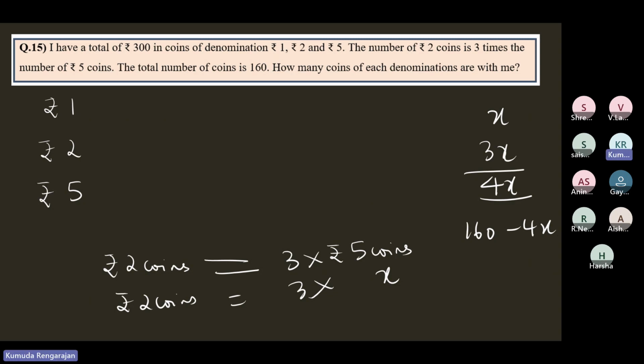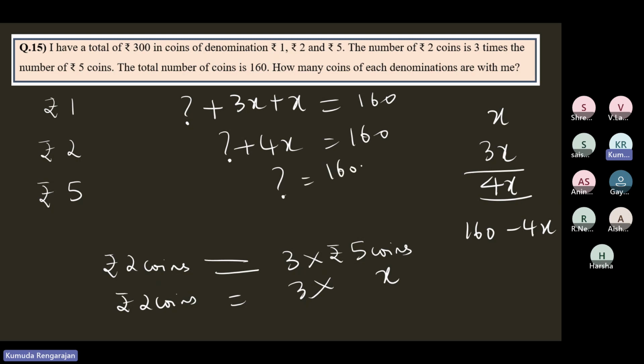Because totally how many coins are there? 160 coins are there in all. How many 1 rupee coins? You don't know. How many 2 rupee coins? 3X. How many 5 rupee coins? X. Totally how many coins? 160. So the 1 rupee coins, which we don't know, plus 4X is equal to 160. So the number of 1 rupee coins is equal to 160 minus 4X.